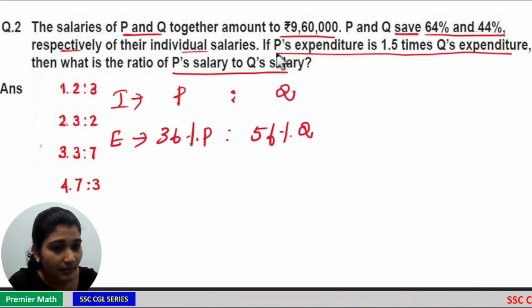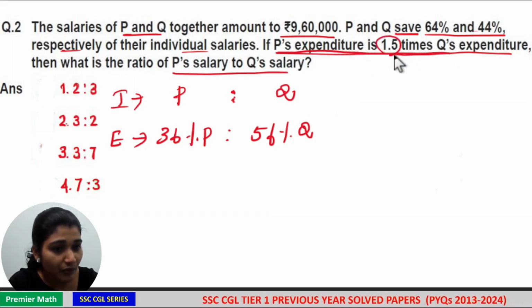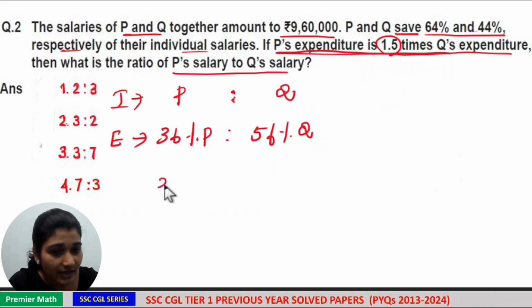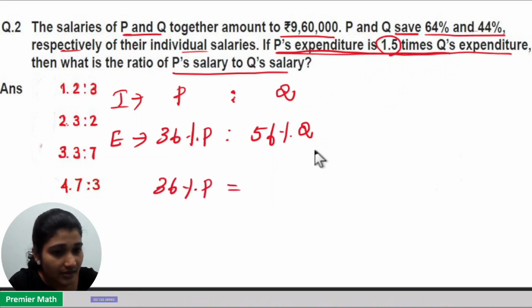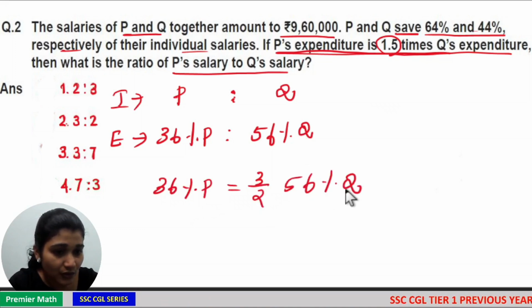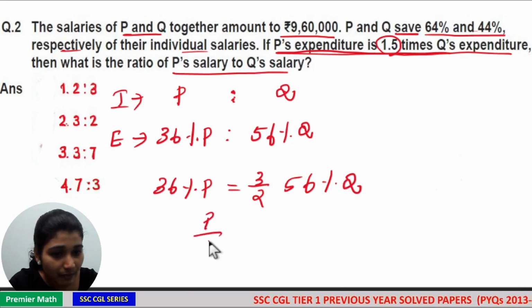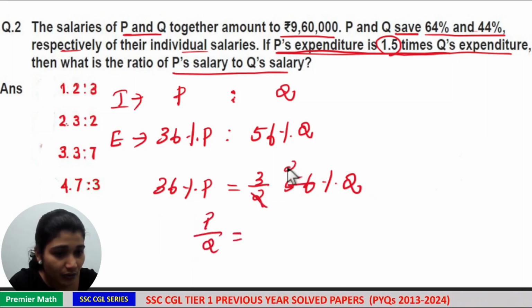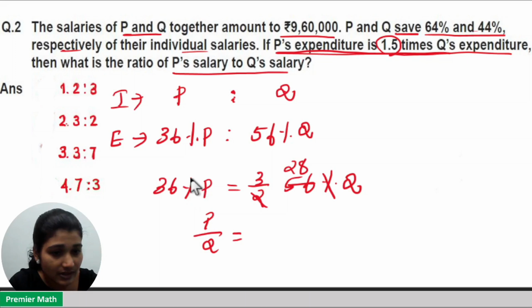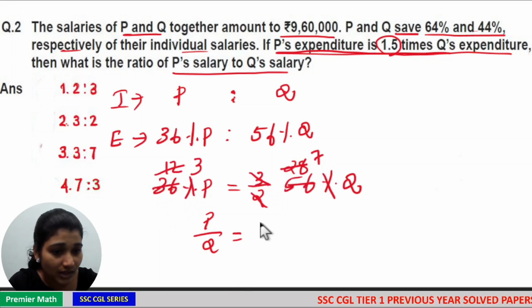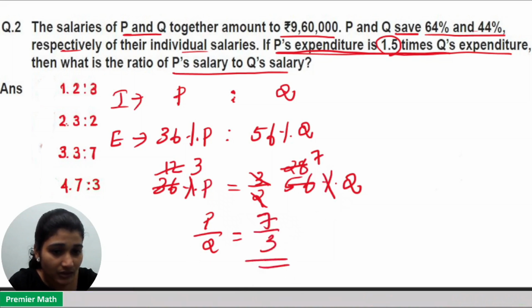Now here the expenditure ratio of P and Q is given. P's expenditure is 1.5 times Q's expenditure, which means here 36% of P is 1.5, that is 3 by 2, of 56% of Q. Now here P by Q is equal to: 2 goes 28 times in 56, and the percentage cancels. 3 goes 12 times in 36, and 4 goes 3 times in 12 and 7 times in 28, which means P by Q is equal to 7 divided by 3. Option 4 is your answer.